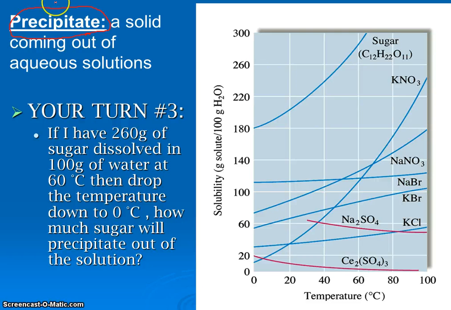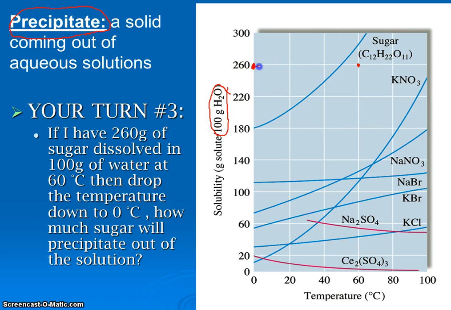All right, I've got 260 grams of sugar dissolved in 100 grams of water, which means I can read the curve as is, at 60 degrees Celsius. So that would put me right here. That is unsaturated at that moment, so I should be able to dissolve that much sugar. But then I drop the temperature down to 0, so that would put me right here. How much sugar should precipitate out of the solution?